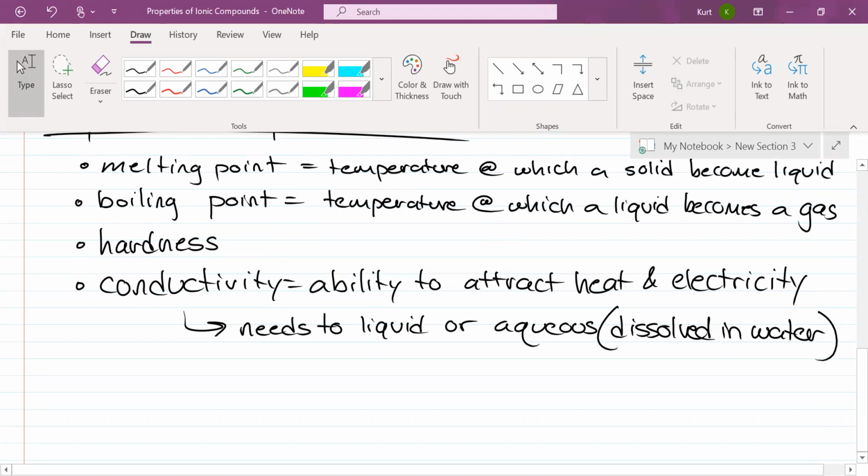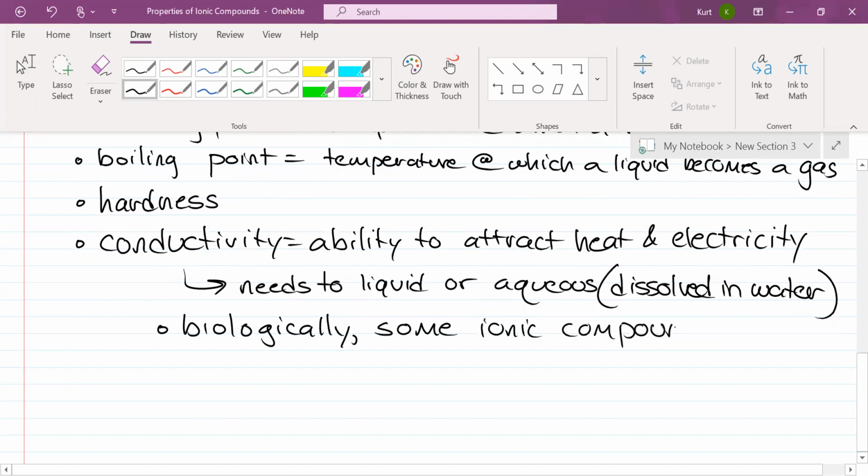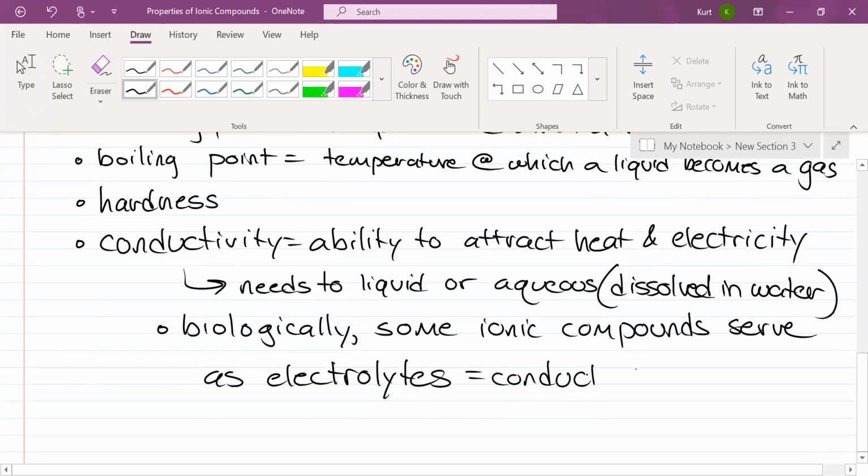Okay. So the purpose of this, when it says conductivity, it's able to conduct electricity. Biologically speaking, some ionic compounds serve as electrolytes. They can conduct an electric current.